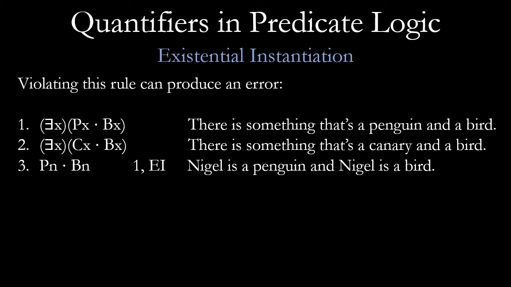All right, well then let's say we instantiate the first line. We take the first line and we say Nigel is a penguin and Nigel is a bird. We've arbitrarily chosen the name Nigel to name a specific penguin. Right?